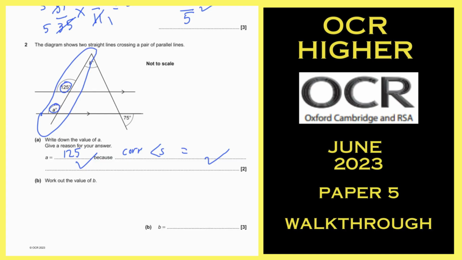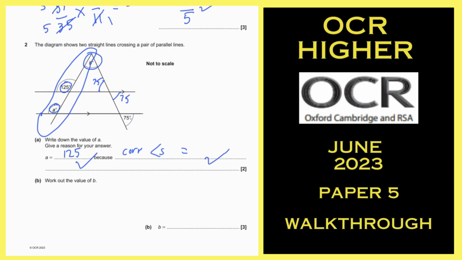Work out the value of B. B is the apex here. B is the top angle. So first thing I would do is use your diagram. If that's 75, so is that. But so is that inside. They're all 75. They're all acute. They're all on the same transversal.